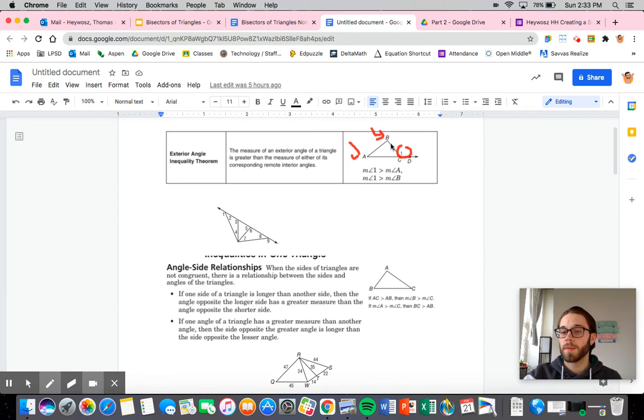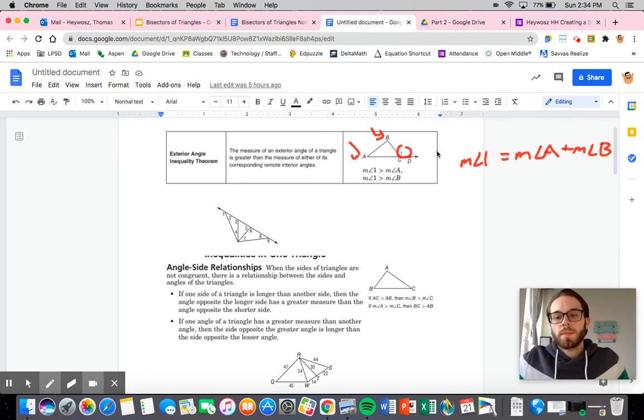Now, the reason behind this really just comes from the fact that we know from the exterior angle theorem that the measure of angle 1 is equal to the measure of angle A plus the measure of angle B, right? That just comes from the exterior angle theorem, which you could work out, because you know that all triangles add up to 180, and then this is a straight line, so that adds to 180, so substitution, bam. Anyway, so you know that this is true.